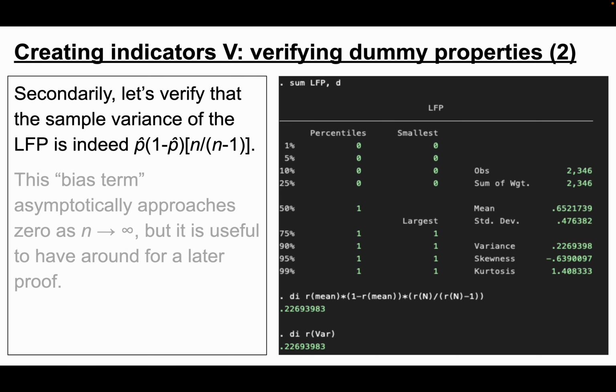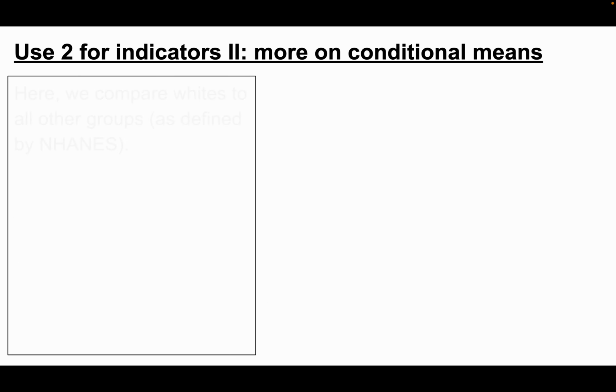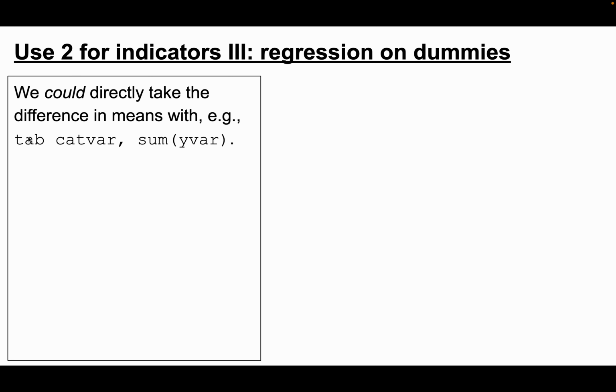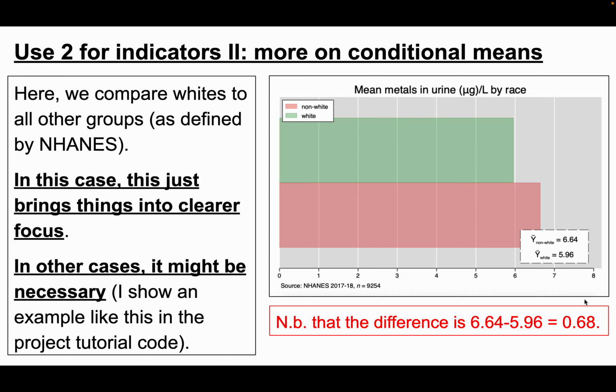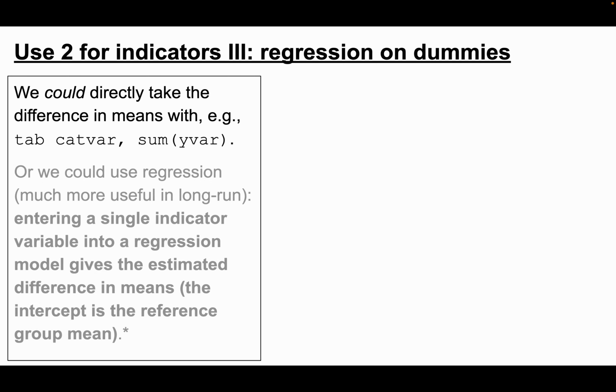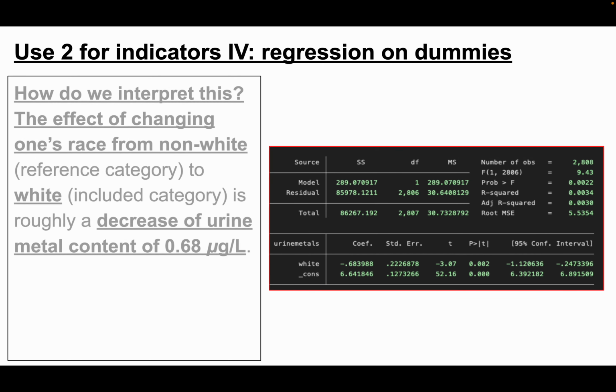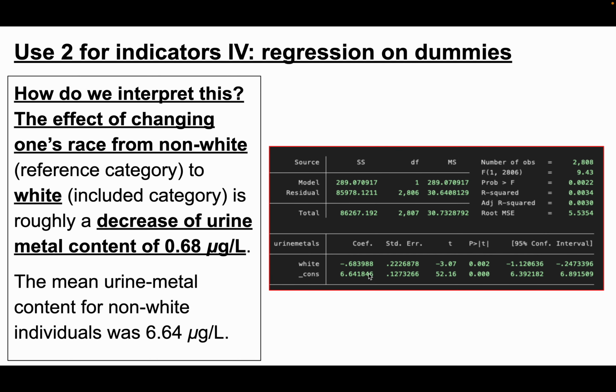Where did I show it? Sorry. This here. So tab cat var sum y var actually is what produces this output here, and it's exactly the same. So the mean for this group is 6.64, and then if we wanted to find the mean for whites, we would simply add these two things together, and this is the difference associated with the change of race status from non-white to white. So the mean for whites is going to be a little bit less, probably like 5.96, something like that.